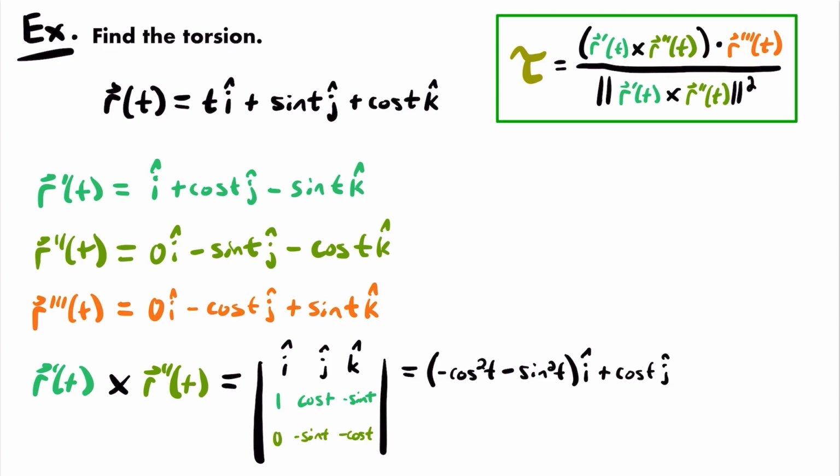And then for the k term, cover up the k column, and then 1 times negative sine t is negative sine t, minus cosine t times 0, which is 0. So you have minus sine t k.